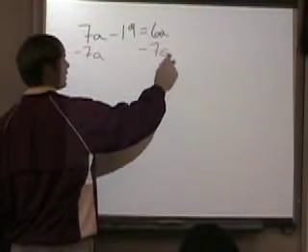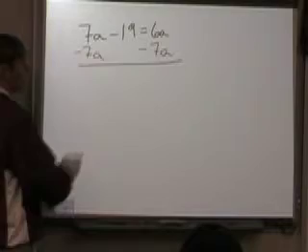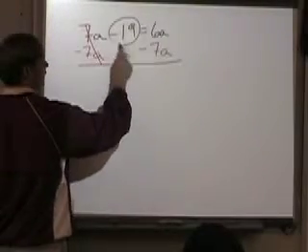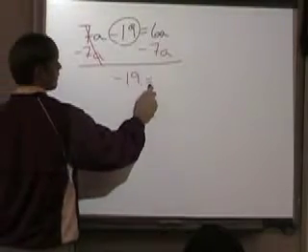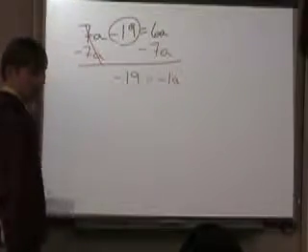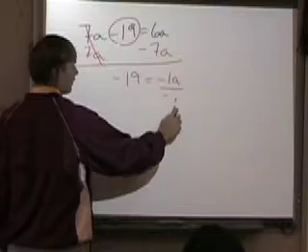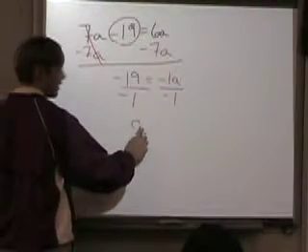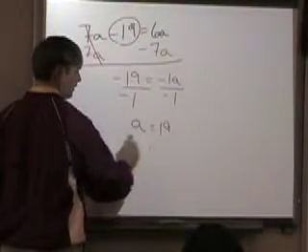I worked one just like this before we started, didn't I? This goes away, so I have negative 19 equals negative 1a, because 6a minus 7a is negative 1a. Now I'm going to divide negative 1 on both sides, so what does a equal? 19.